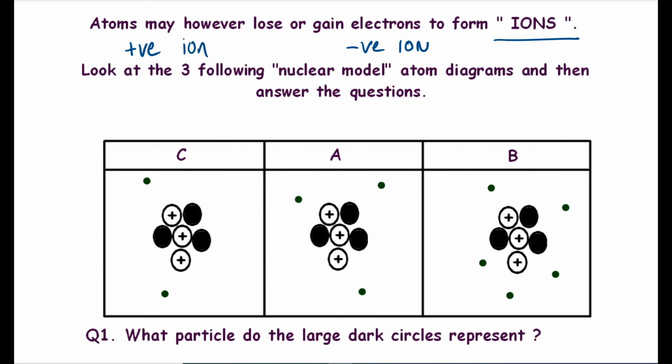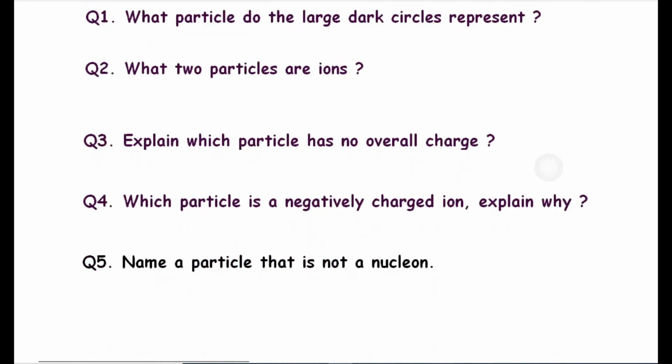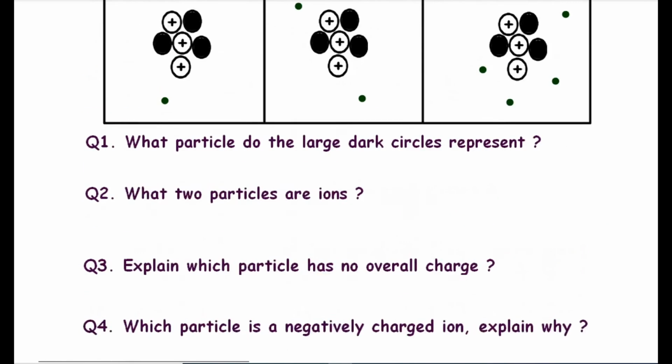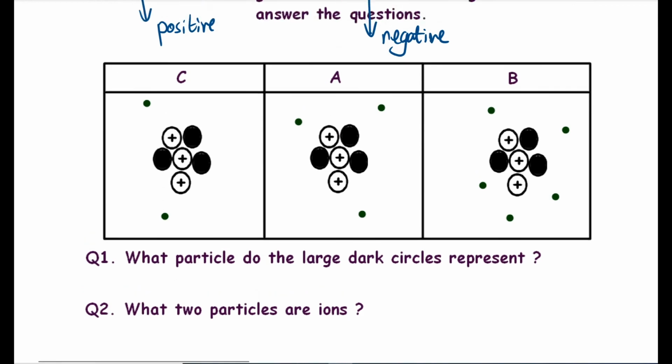Excuse me there a second. This is just shorthand for positive. And this is just shorthand for negative. You might see that written down in books. It says look at the 3 following nuclear model atom diagrams and then answer the questions. So we've got A, B and C. What particle do the large dark circles represent? Now I'm going to do question 1 and 2 and then I'll leave the others for you to do.